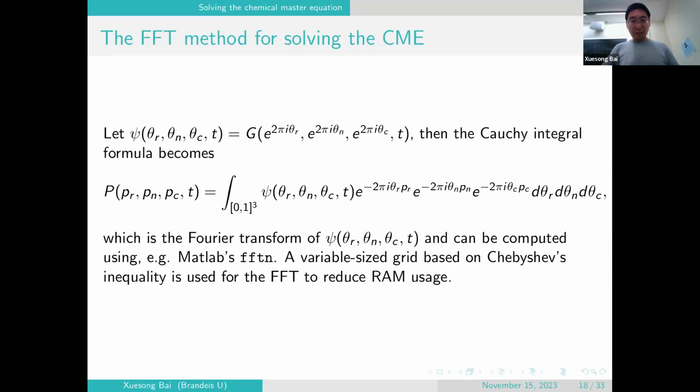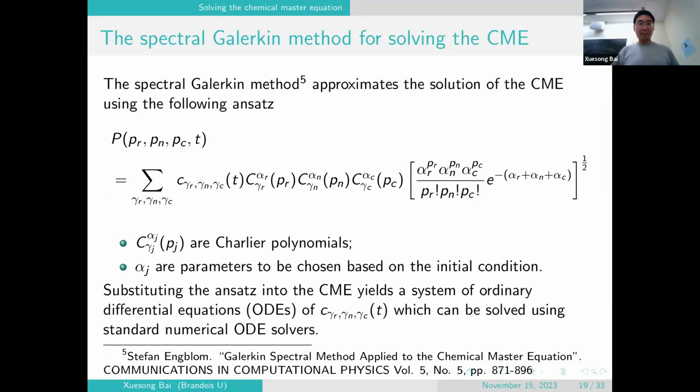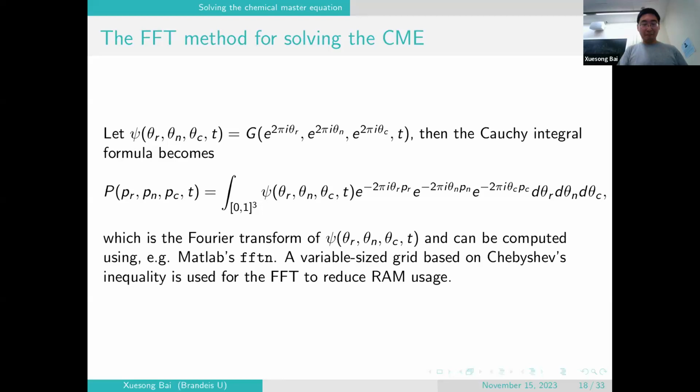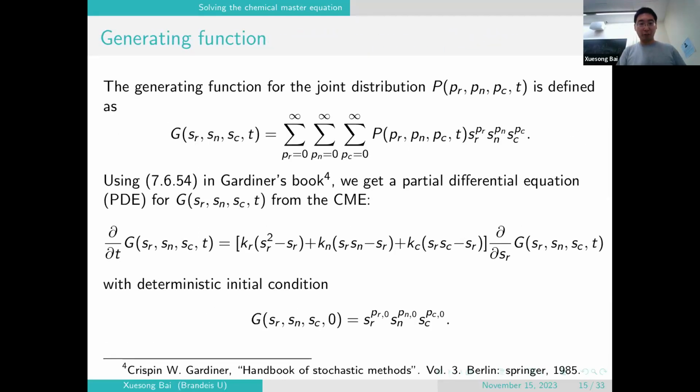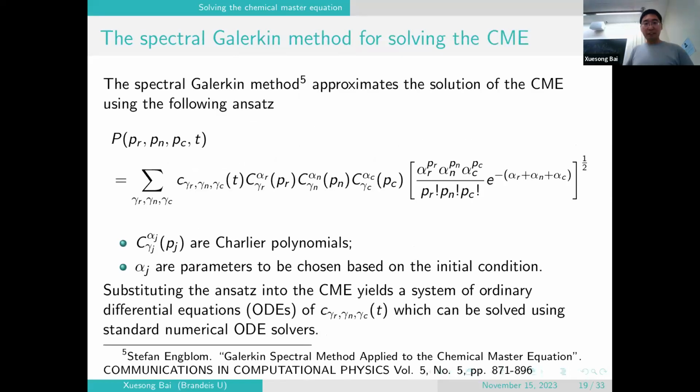Anyway, we also tried this spectral Galerkin method, which seeks to represent this joint distribution using this ansatz, and plugging this ansatz into the master equation yields a system of ODEs for these coefficients C, and they can be solved using ODE solvers. I mentioned that all these methods, the FFT and these generating functions, only work for first order reactions. So in principle, the Galerkin method doesn't have that restriction. It should work for arbitrary reactions. But unfortunately, this doesn't work very well for our model.